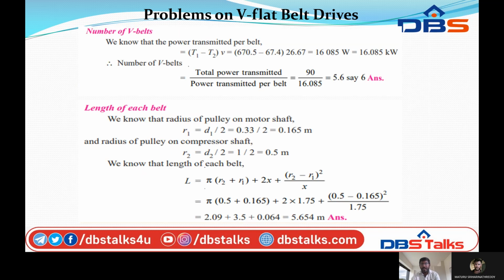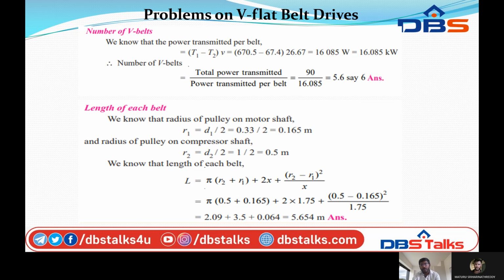Next, finding the number of V belts. We know that the power transmitted per belt is equal to T1 minus T2 into V. This is the formula for power transmitted by the belt. T1 minus T2 into V. So T1 is equal to 670.5 minus 67.4, into V, 26.67. So we can calculate the value 16,085 watts.